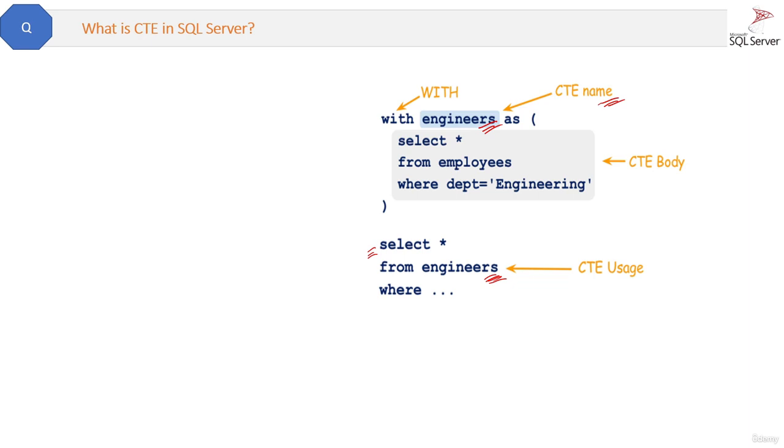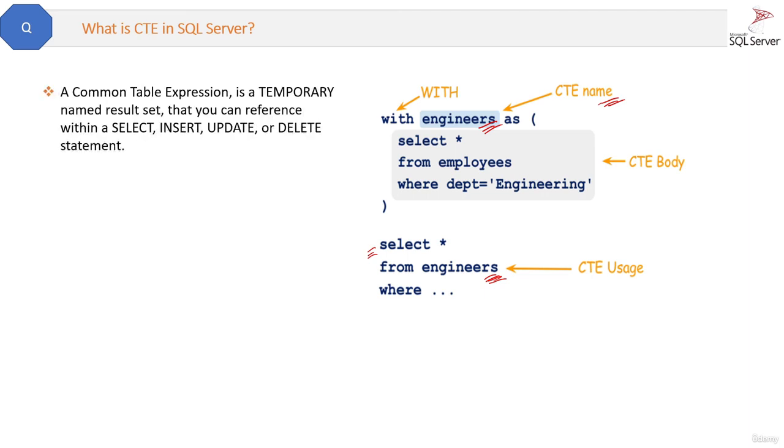It's a bit similar to temporary tables, but it is more beneficial than temporary tables, as you do not have to allocate and deallocate memory for CTEs. Like you have to deallocate temporary tables, right? So at the end, the definition is: a common table expression is a temporary named result that you can reference within a select, insert, update, or delete statement.